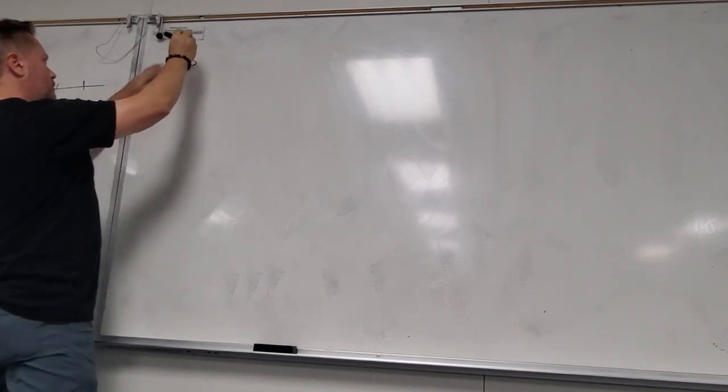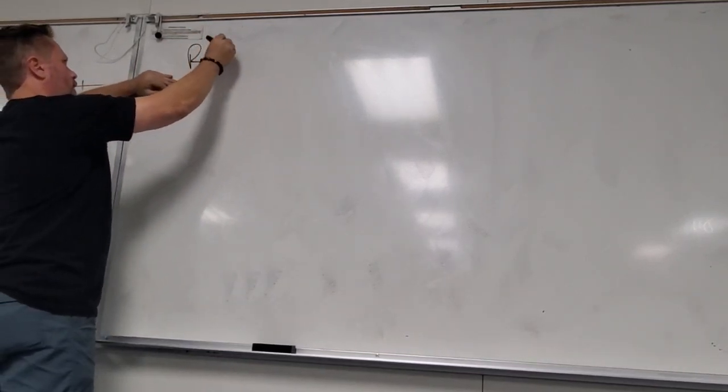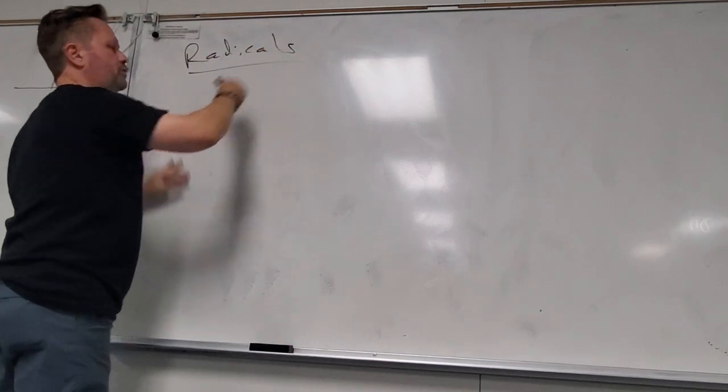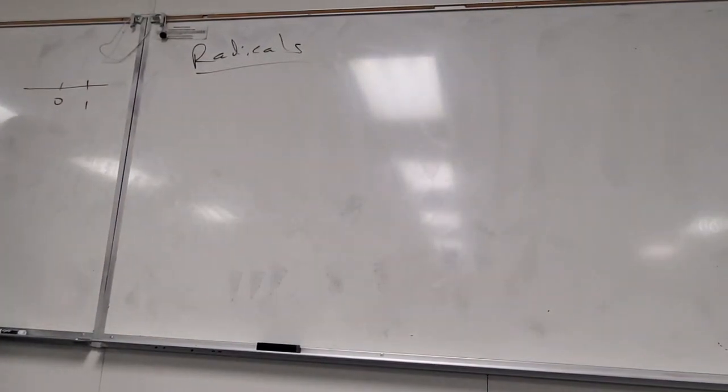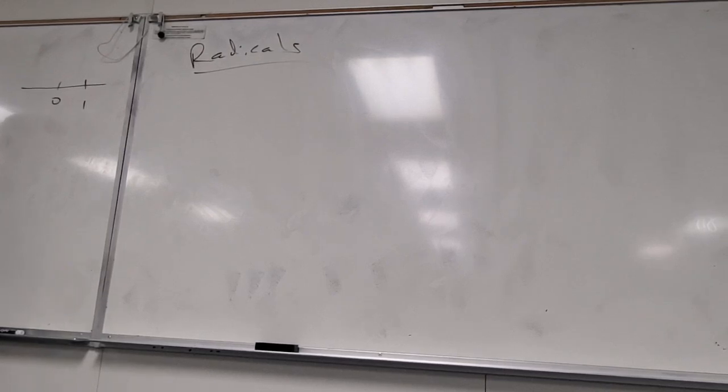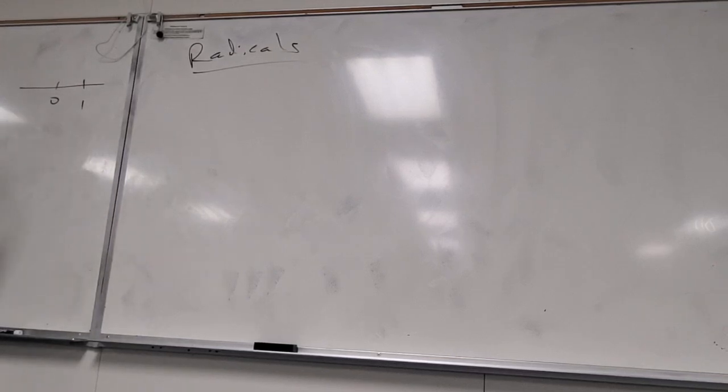square roots, or let me say it more precisely, radicals. What does the word radical relate to? Radical is the sign, and it could be a square root, a cube root, a fourth root; those are all radicals.